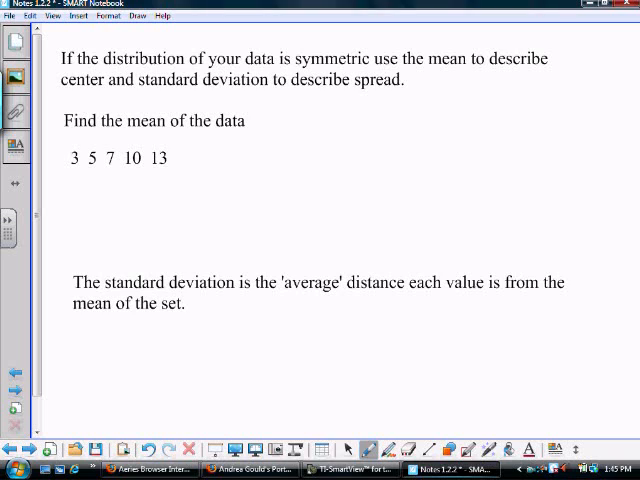And I don't know if it's symmetric. It's so small. Who knows whether it came from a symmetric distribution or not. So we're going to use this small data set to show you how to find the standard deviation by hand. Okay? So first off, find the mean of 3, 5, 7, 10, 13.